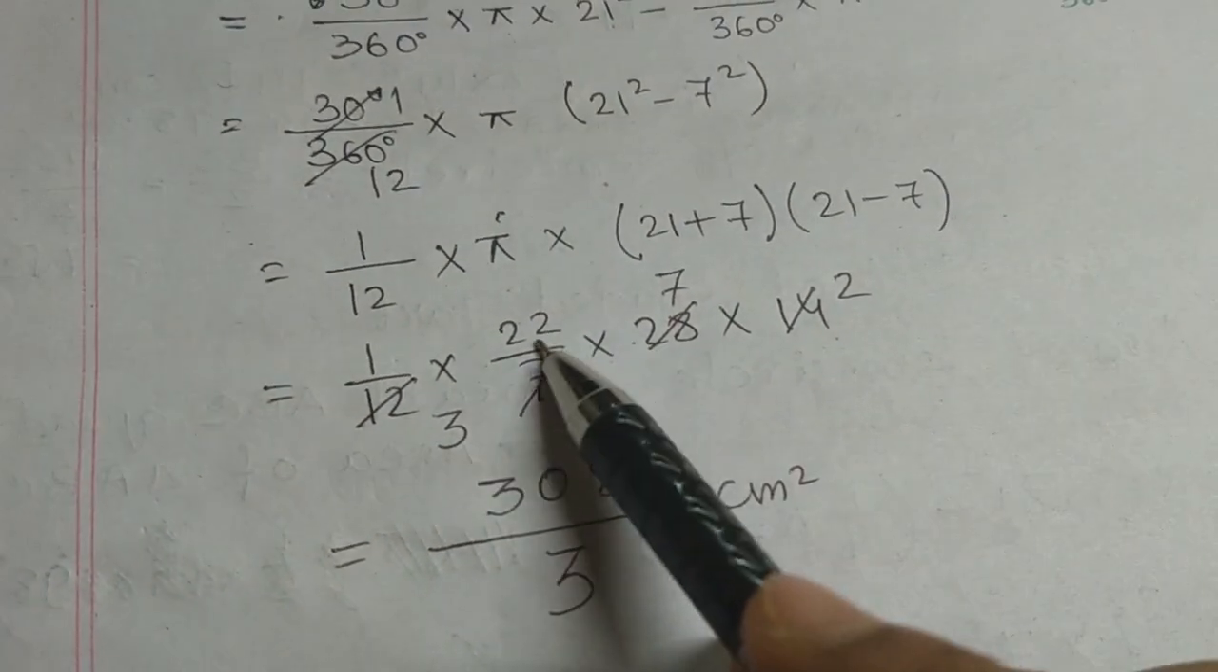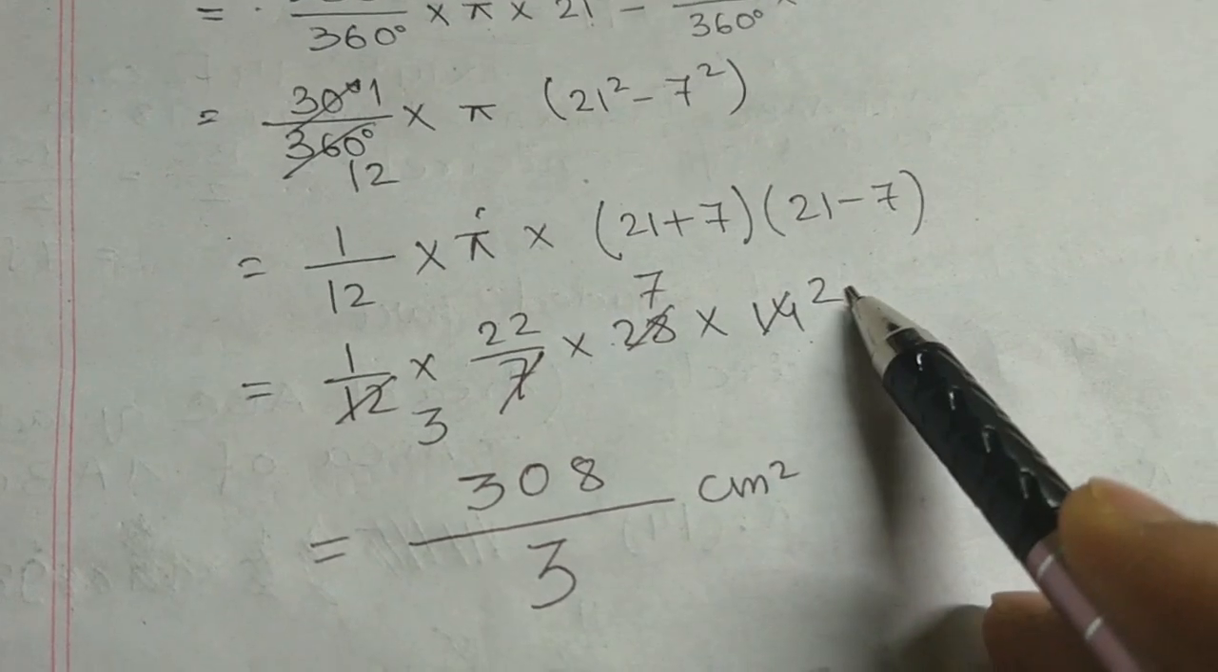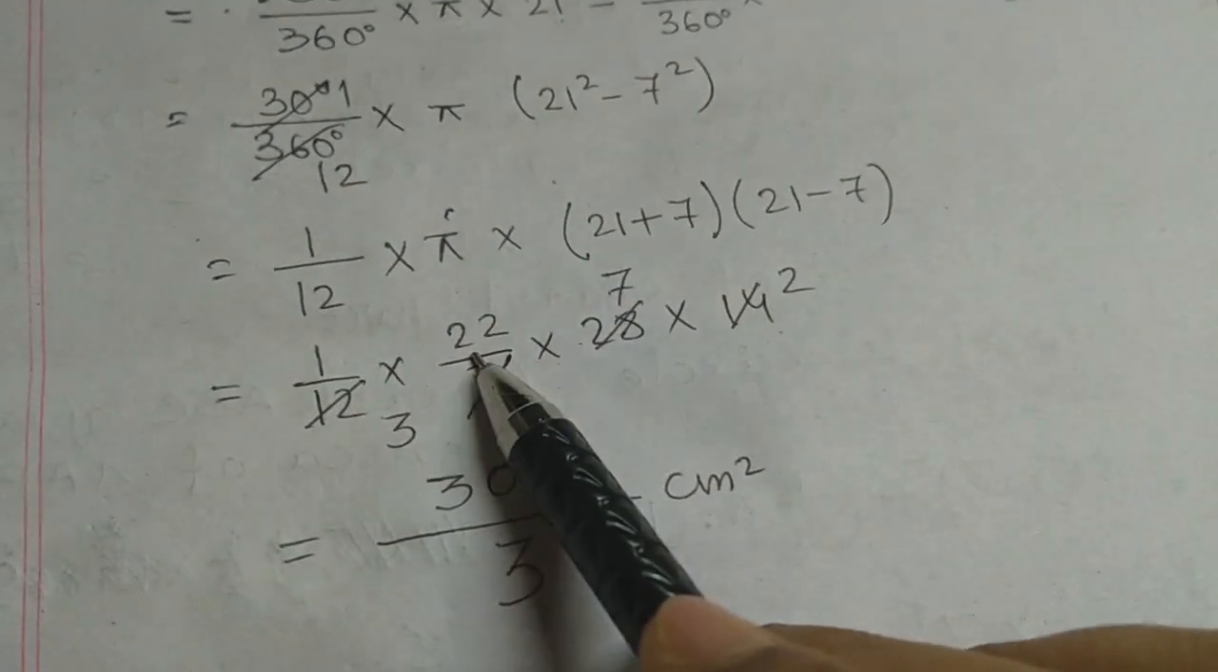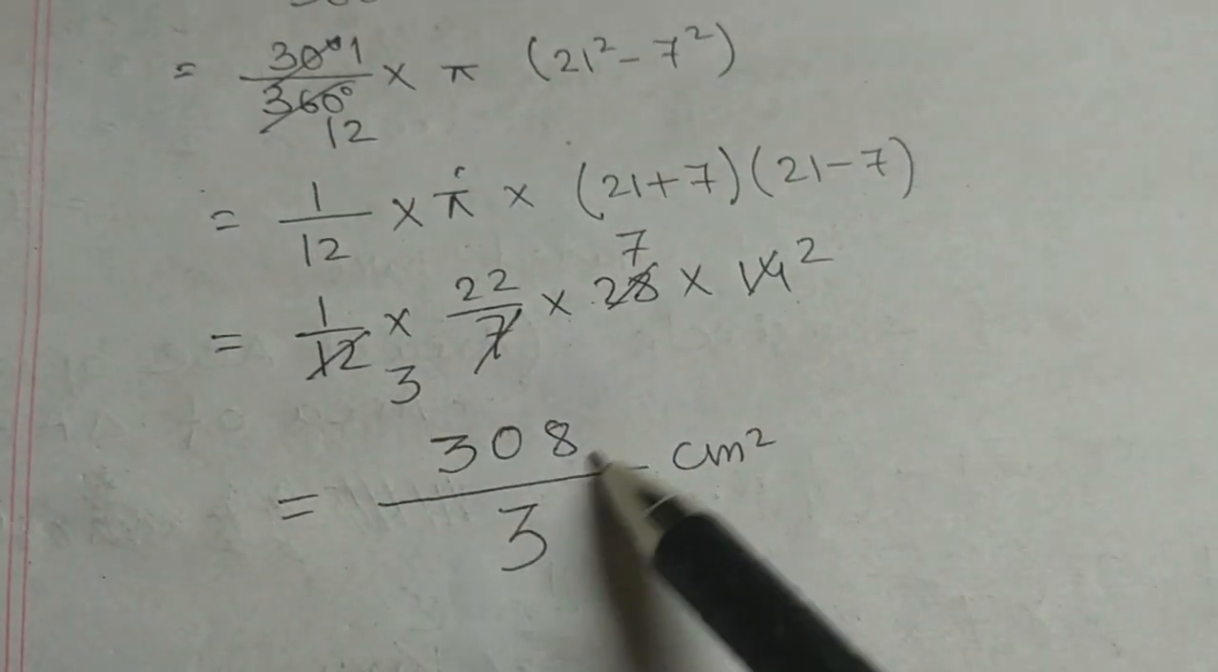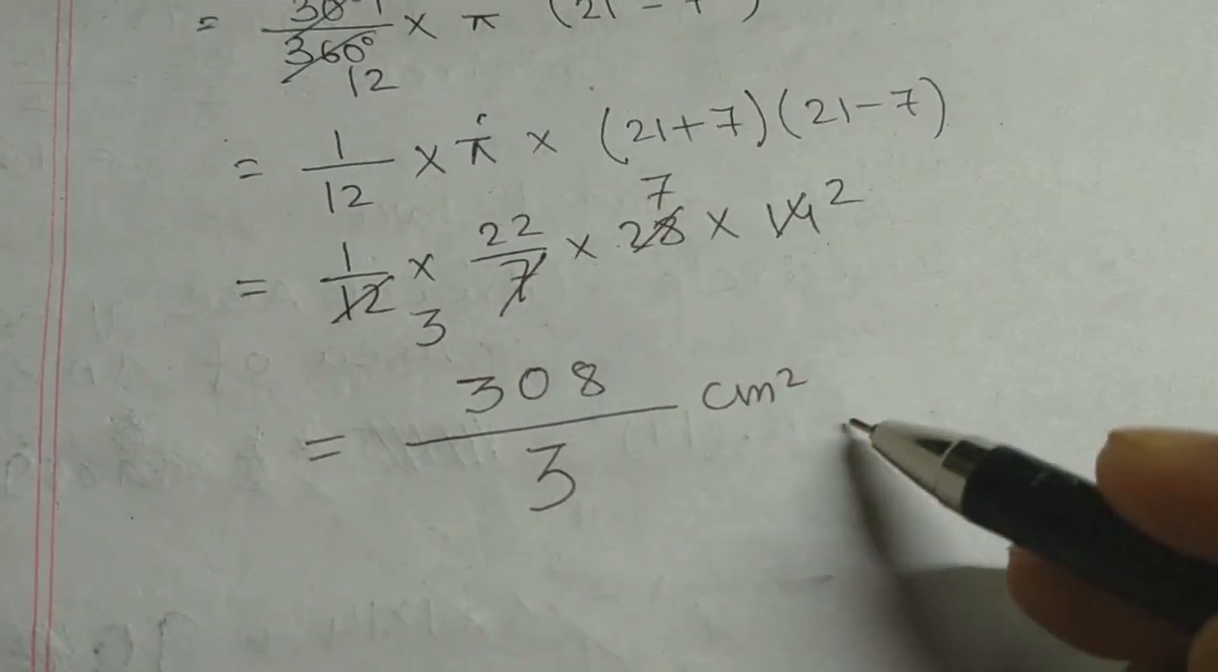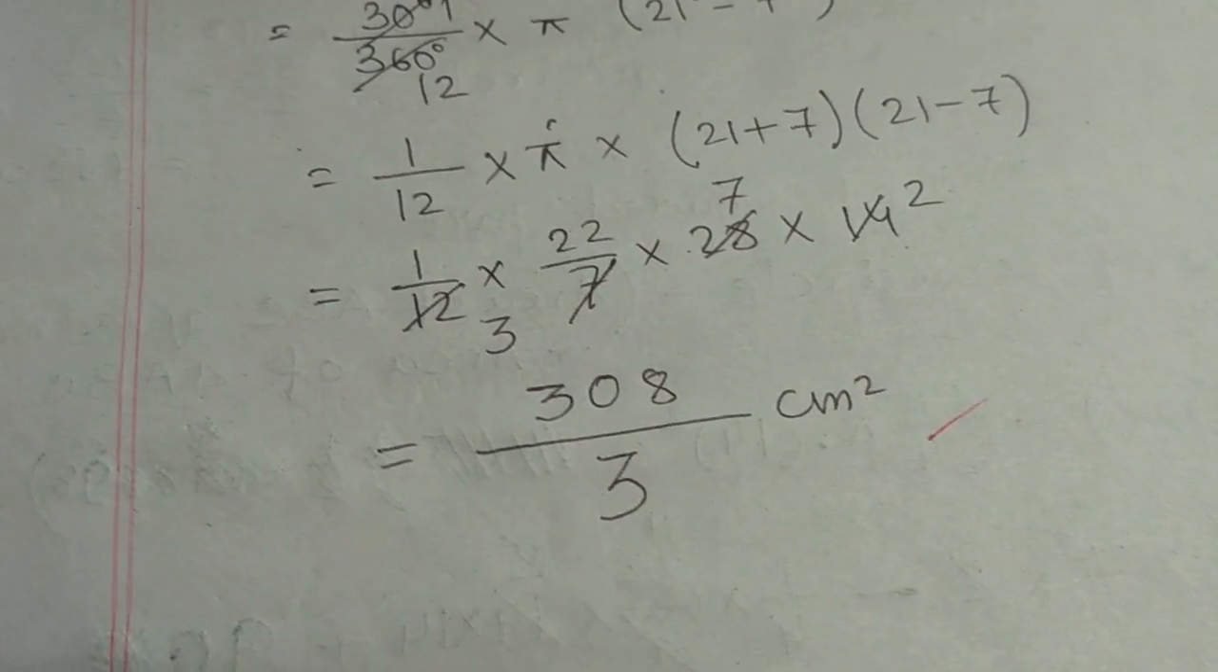So in the numerator what will remain? 22, 7 and 2, denominator only 3. So 22, 7 and 2's multiplication is 308. Okay, so the answer is 308 by 3 centimeters square.